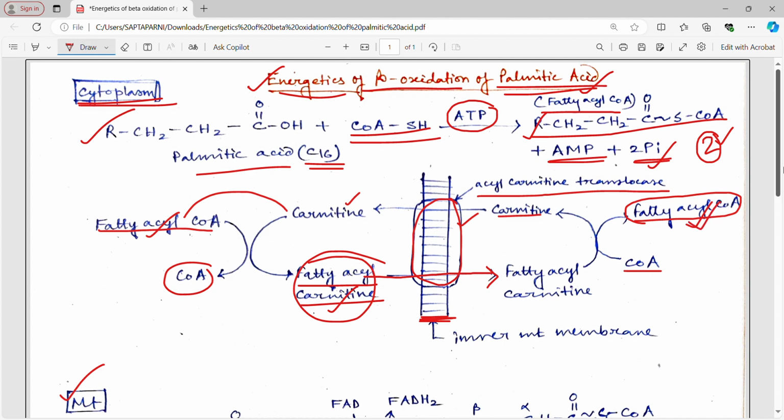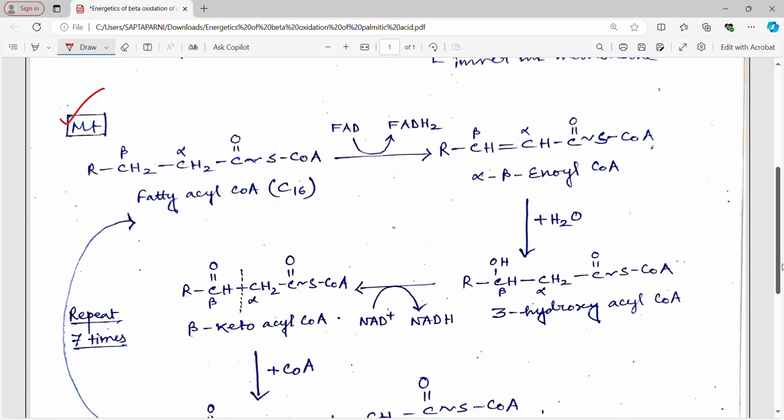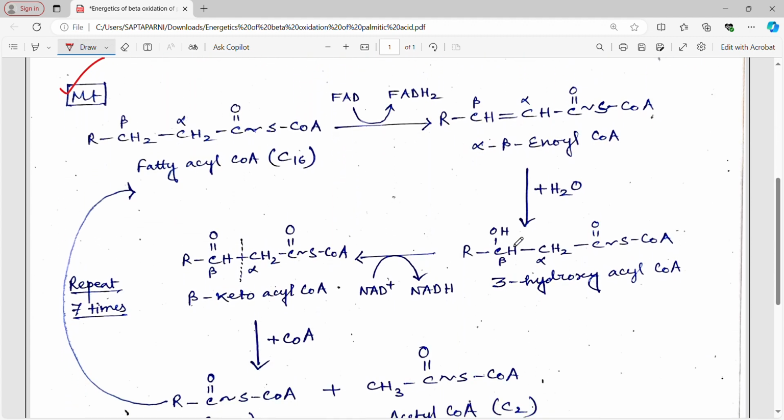Now this fatty acyl CoA undergoes beta oxidation. See, first of all, why do we call it beta oxidation? Because when the oxidation process occurs, the beta carbon, this is the beta carbon. This one is the carboxylic carbon, this one is the alpha carbon and this one is the beta carbon. This beta carbon gets oxidized. Okay, that is why this process is known as beta oxidation.